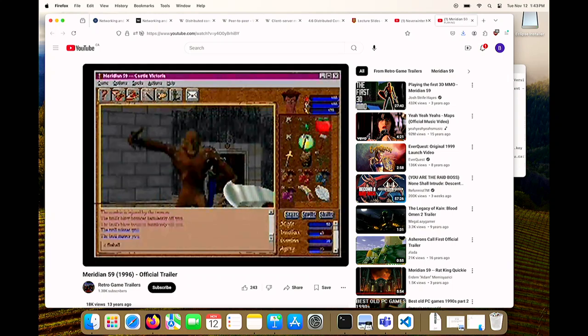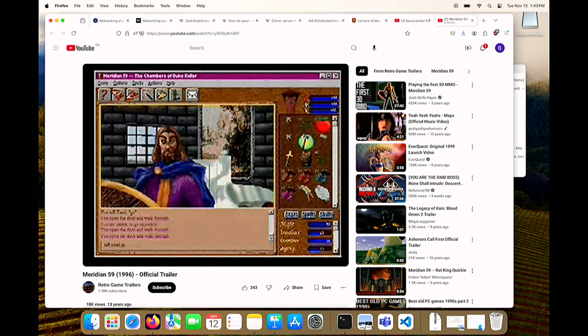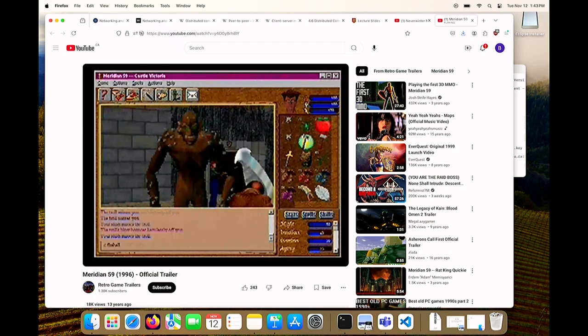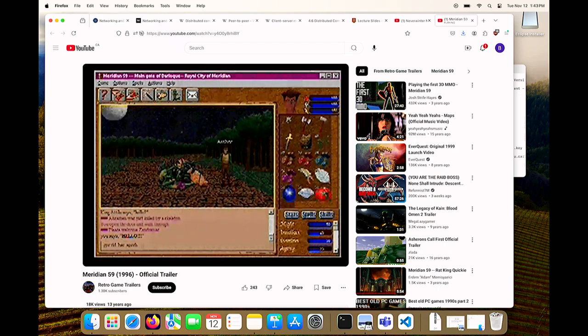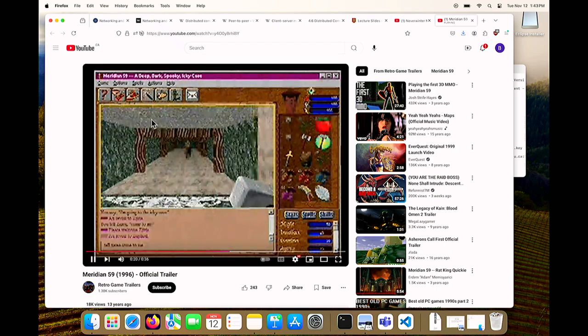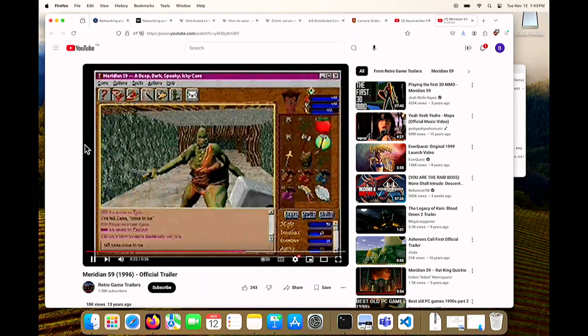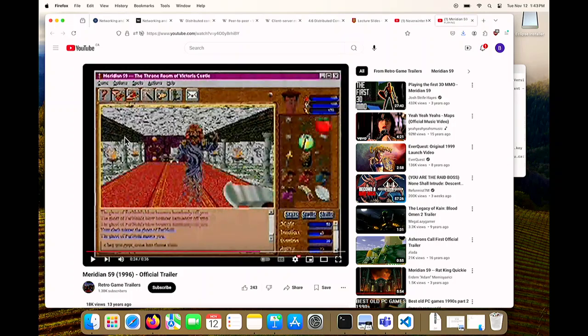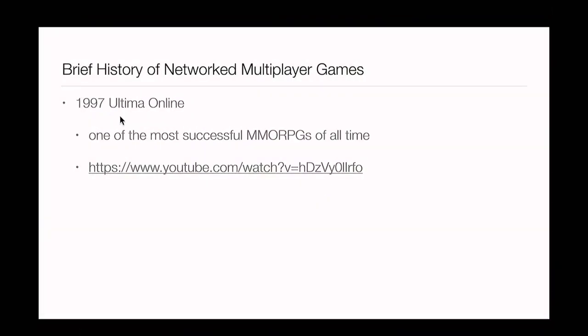This is what that game would look like. Kind of clunky, graphics not so great, but it sort of looks like a game now. 1997 was Ultima Online, so this is one of the most successful MMORPGs of all time. You can click on that link if you want to see gameplay from this game. It's not terribly exciting, right? Especially compared to the games you play now.